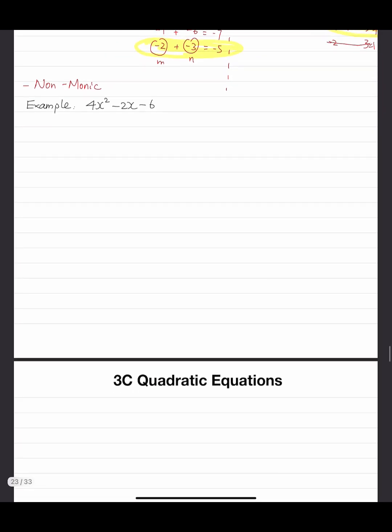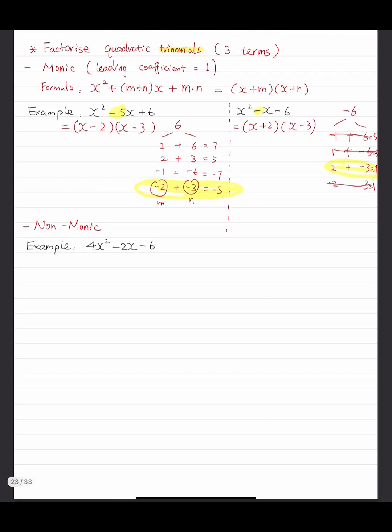All right, now let's move on to the last concept here, which is how to factorize non-monic quadratic trinomials. So when it comes to a non-monic, the first thing you always check is whether you can find any highest common factors or not. Okay, so here we can find the highest common factor, which is 2. So we take 2 out. And then we have here minus x, and then here we have minus 3.